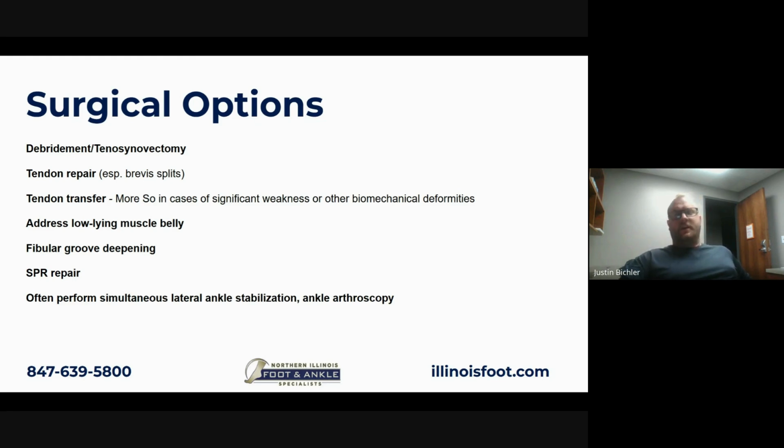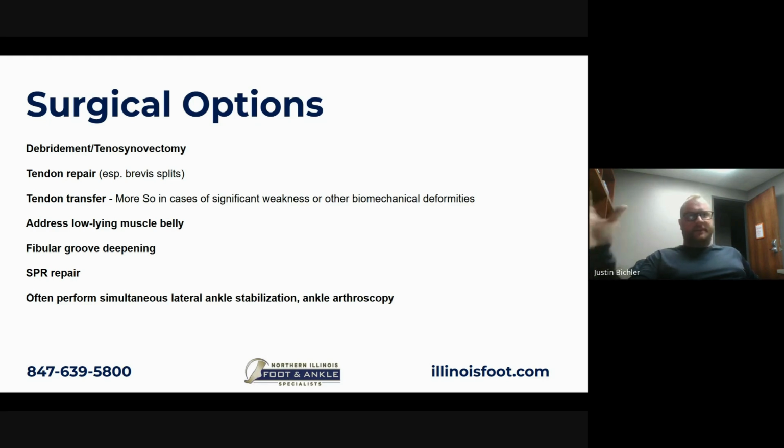Fibular groove deepening, you definitely do that. Again, there's a couple different ways you can do it, which I'll talk about on the next slide, I think. Pretty much all these, when you're looking at the peroneal tendons, you're looking at repairing the SPR, because a lot of times you have to incise it just to get to the peroneal tendons. But a lot of times it's attenuated, it's stretched, it needs to be tightened up anyways.